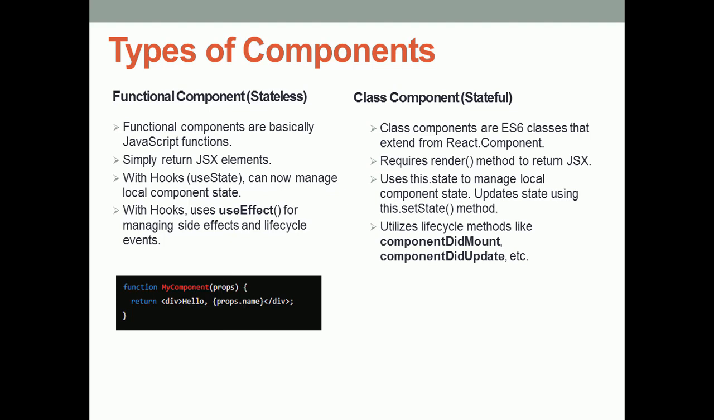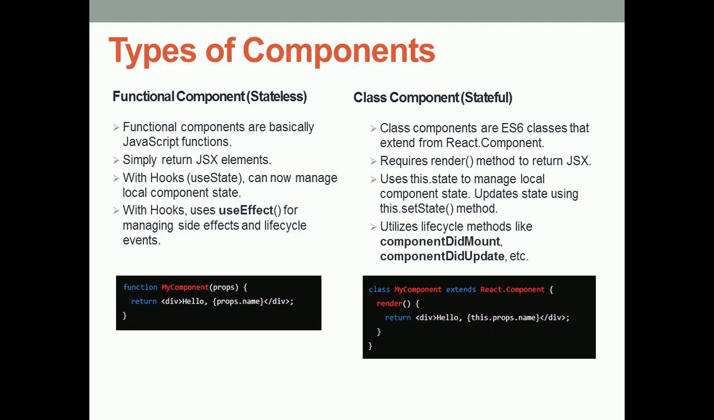In the functional component, the JSX is returned directly. The class component extends React.Component, and it uses the render method to return some JSX.